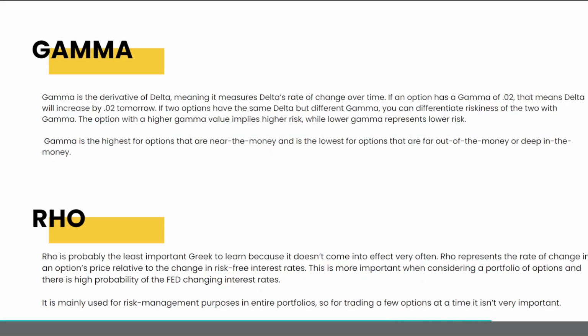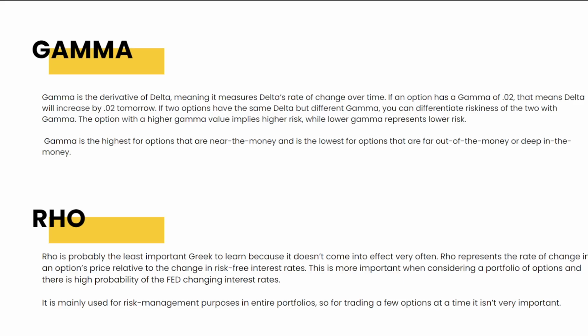Cool. So now we're going into, I would say, maybe the less important ones, Logan. It's subjective for everyone. I don't know if that's how you feel. Yep. So gamma, right? What is gamma? Gamma is the derivative of delta. So it's measuring delta's rate of change over time. So gamma is acknowledging what delta is doing.